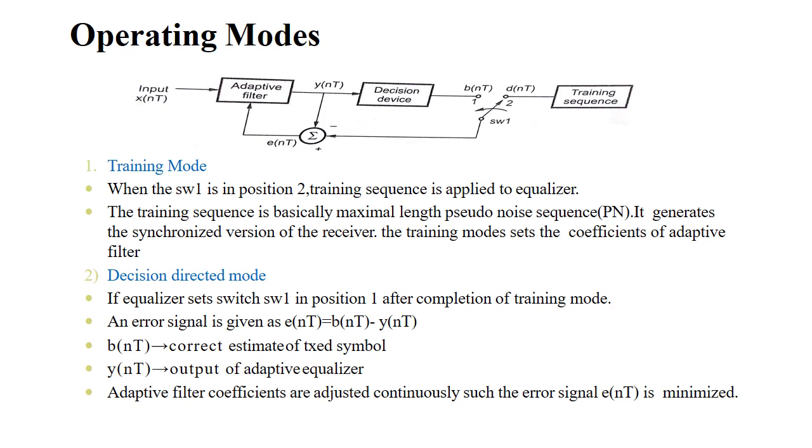The next one is the decision directed mode. In the decision directed mode, the equalizer will set the switch 1 to position 1 after completion of the training mode. The error signal is given as e(nT) is equal to b(nT) minus y(nT). Here b(nT) is the corrected estimate of the transmitted symbol and y(nT) is the output of the adaptive equalizer. This will adjust continuously until the error signal e(nT) is minimized.